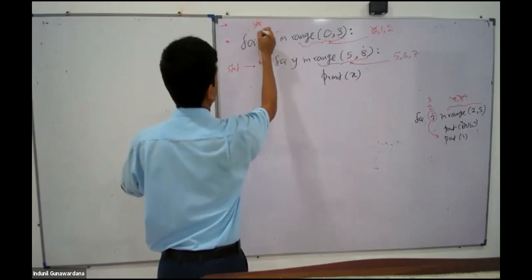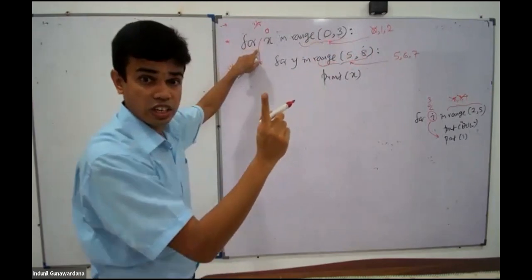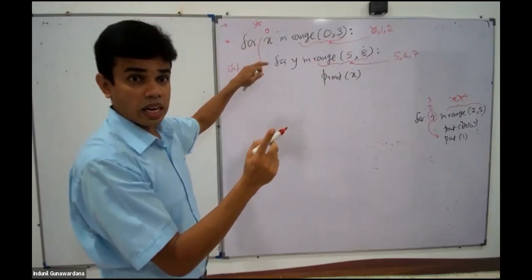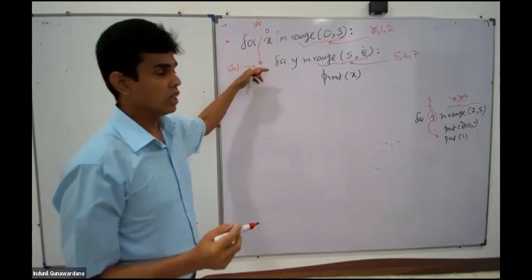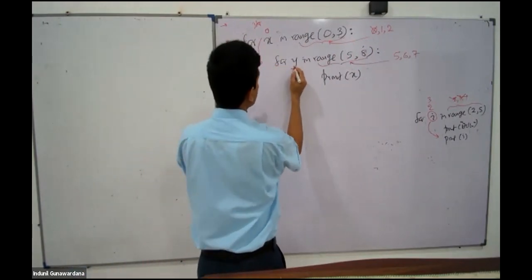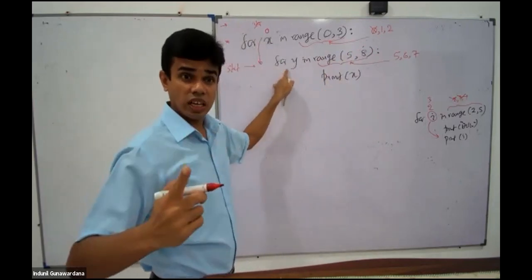First iteration of the first loop. I will come across 1 and 2. I am at the 0th iteration. Then I come in, and this is to go for another loop. Then what happens? Now it says for y in range here. Now this is running another loop.